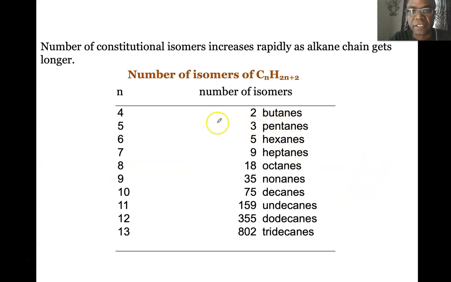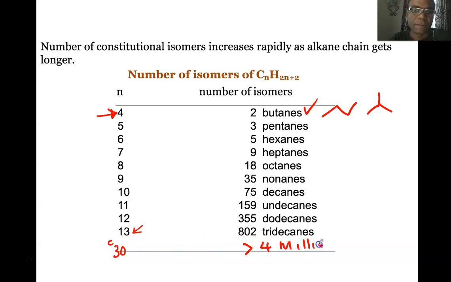So the number of isomers varies. I already mentioned this when we started. The first time you see isomers is in a structure with 4 carbons. We just talked about butanes, which happen to have 2 isomers. Pentanes will have 3 isomers. Hexane will have 5 isomers. Heptane will have 9 isomers. Octane will have 18. If you have a 30 carbon structure, that one will give you more than 4 million isomers.